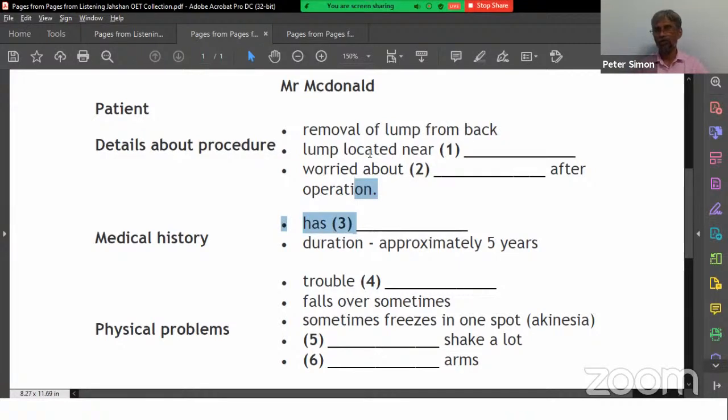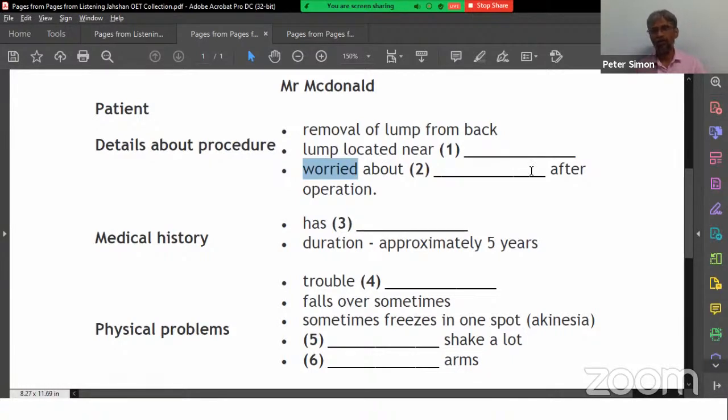Lump located near something. What is that part named as? Name of the body part. So whenever you are writing the name of a body part, write the. So the next one. Worried about dash after operation. What was he worried about? So worried about something. After operation, maybe some complications arise. So he's worried about something.